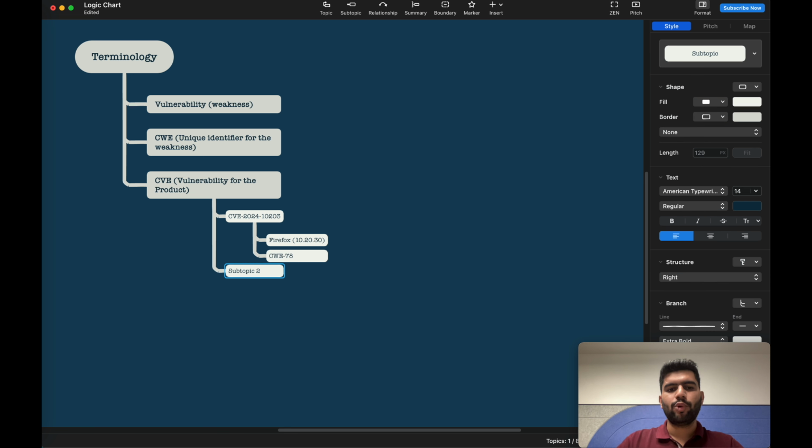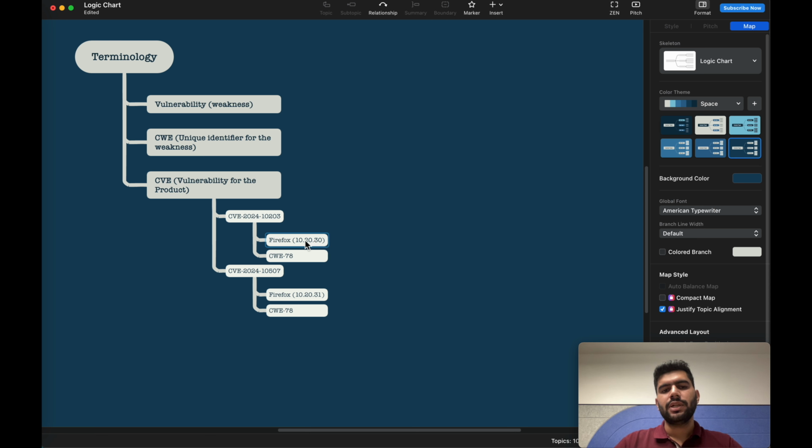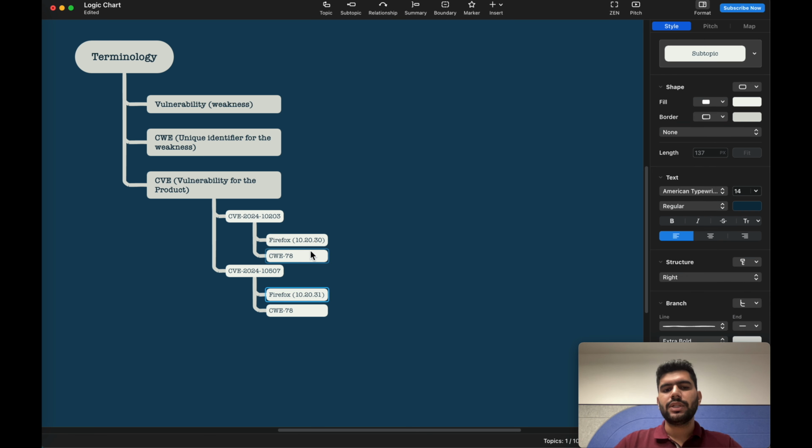Now, I'm giving one more example. Let's say CVE 2024 10507. This is a common example, and let's say this is identified for Firefox version 10.20.31, which is the newer version for the same product, and the CWE number is again 78. It means there could be two unique CVEs for the same product with the same weakness, but because the version is different, the CVE number will always change.